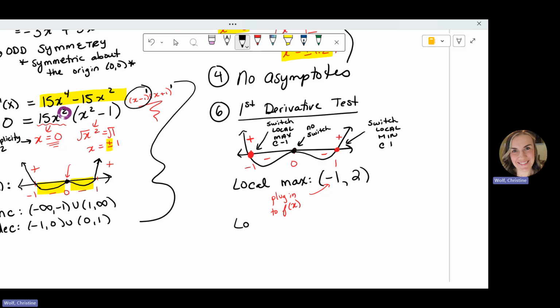Okay, same thing with local min. We've already established I have a local min at +1. And when you plug +1 into your original function, you would get -2. Okay, so there are your local max and local mins.